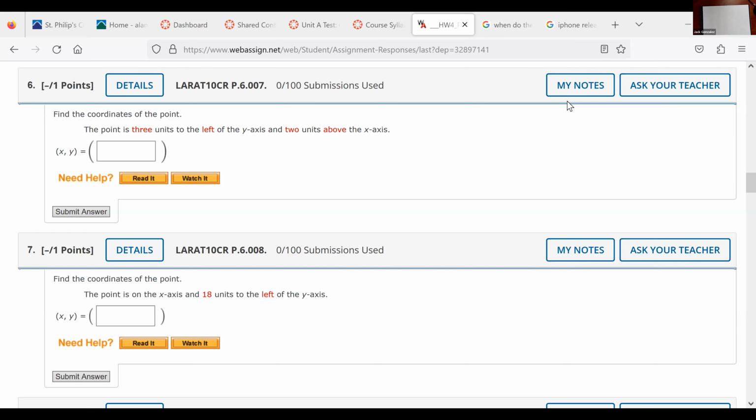Yeah, it says 18 units to the left of the y. Oh, it's on the x-axis. Okay. So if I am on the x, that means it did not move up or down on the y, right? That would mean that the y has to be 0.